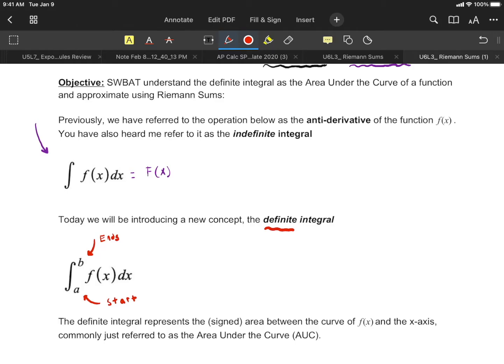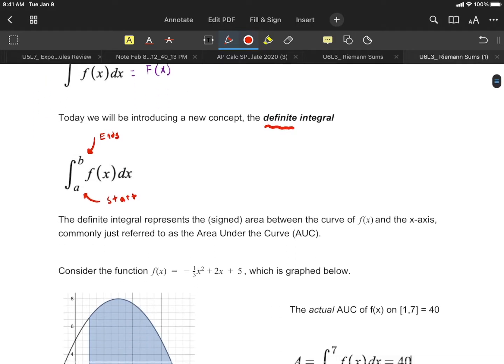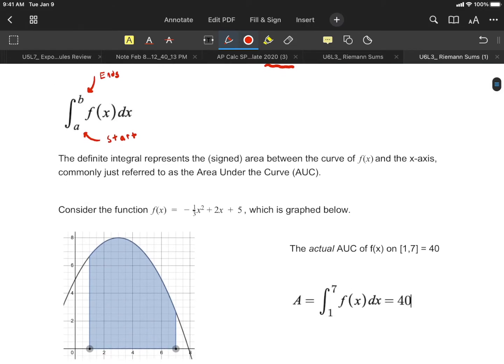So being really specific, it represents the signed area, meaning above the x-axis positive, below the axis negative, of some curve f of x. And so what this would look like here, what I've got here is the function negative 1/3 x squared plus 2x plus 5. It's graphed below. And I have used Desmos to calculate the definite integral.